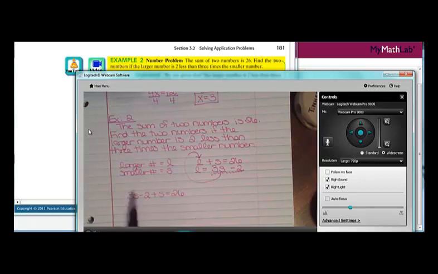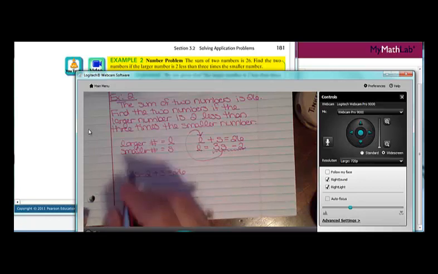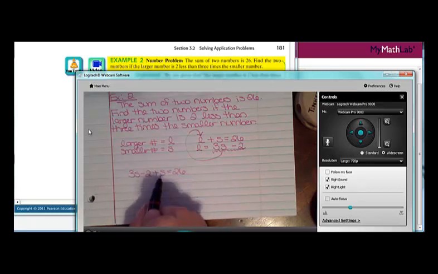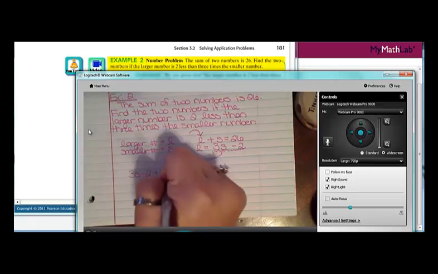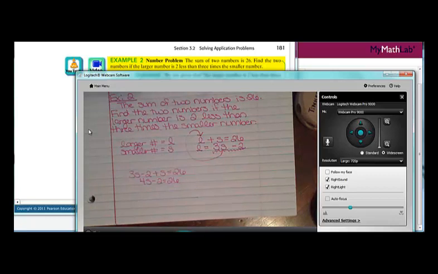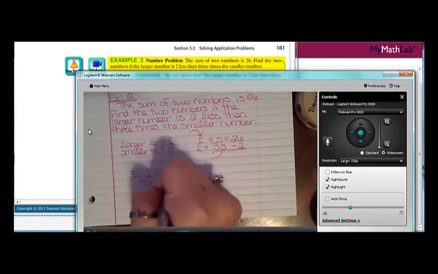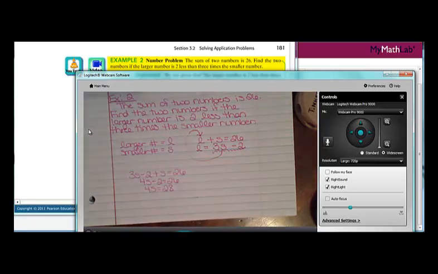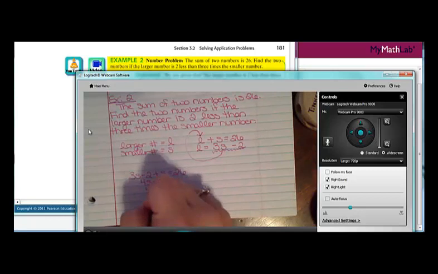So I'm going to do that, and then I need to solve for my variable, which is my s in this case. So 3s plus an s will be 4s. Still minus 2 equals 26. I need to add 2 to both sides. That'll give me 28. Divide by 4. And I get S equals 7.